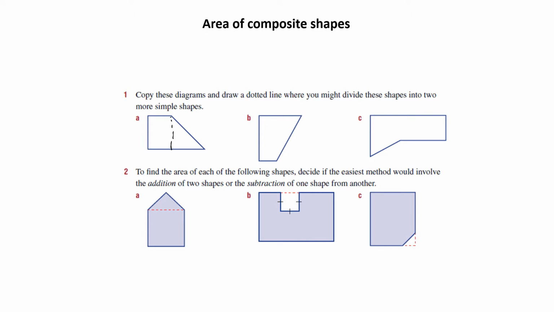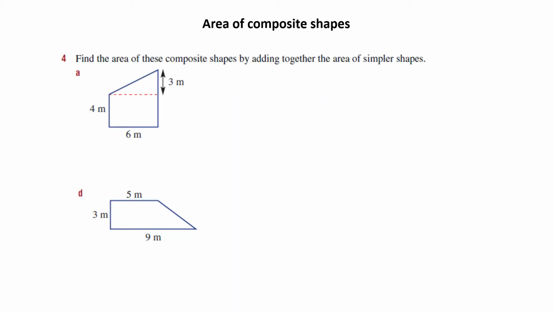To find the area of each of the following shapes, decide if the easiest method would involve the addition or subtraction option. So addition of two shapes or subtraction of two shapes. In A, I would say you've got area 1 and area 2, and I would go addition on that one. What you've got to look at is, you've got two shapes here. Is it going to be better to subtract or add that part? The same goes for that. I'm going to let you work that one out.